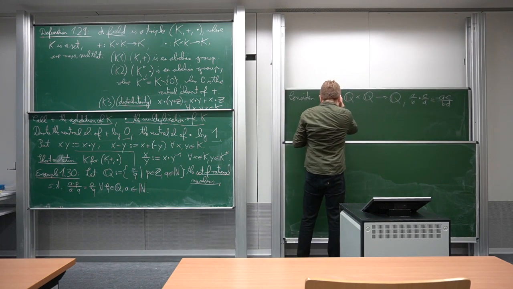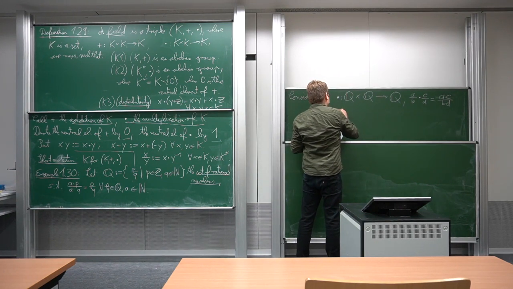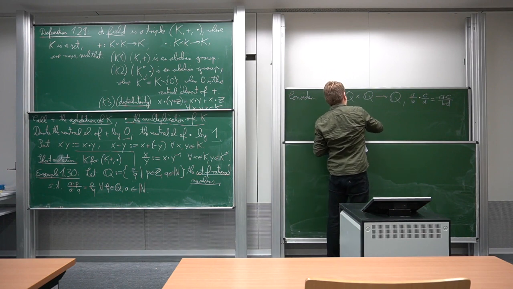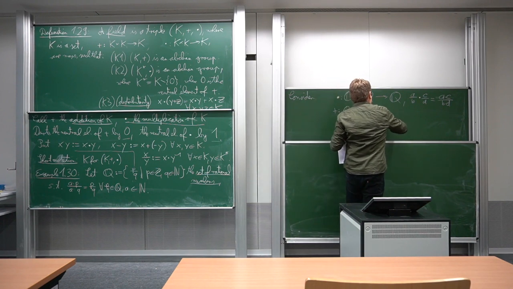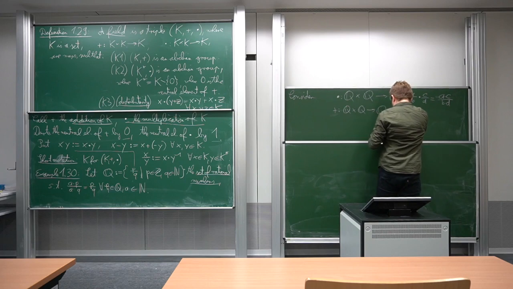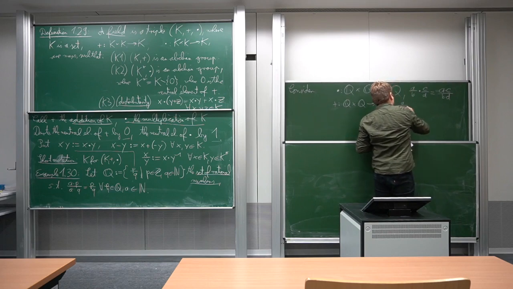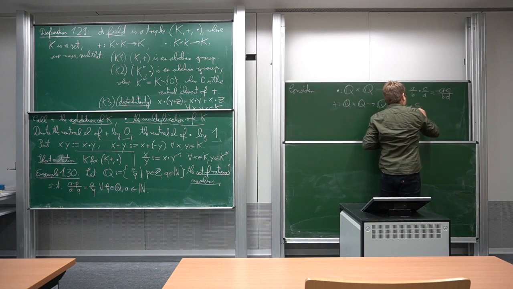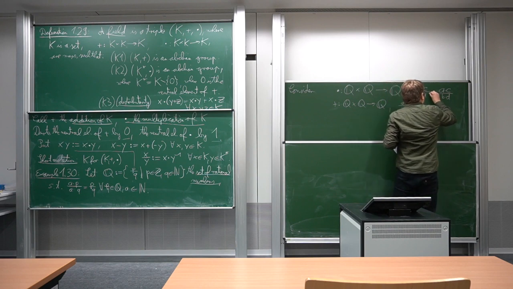And the addition, this is something where already some people have problems with adding fractions. The formal rule looks like this. We take a over b plus c over d. So this is defined like this.